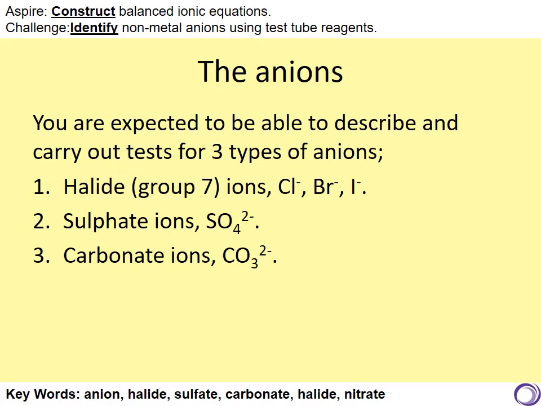There are 3 types of ions that you are expected to be able to remember the tests for. The first group are the group 7 ions, halide ions: chloride, bromide and iodide ions. The second type of anion is a sulfate ion. And finally, the third type of ion is a carbonate ion.